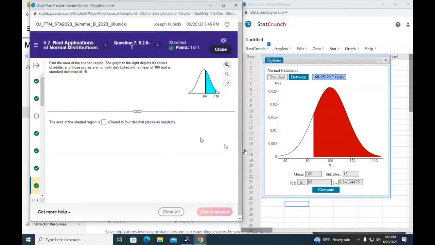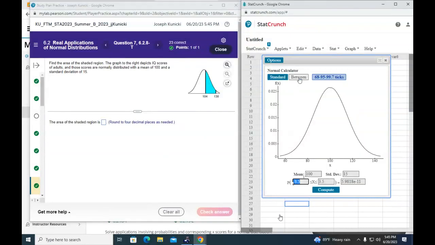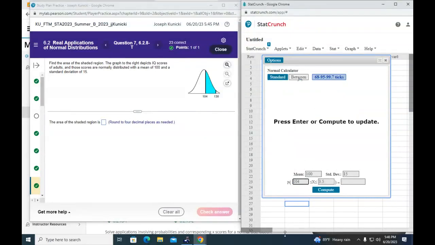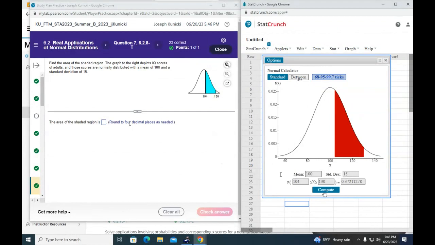So between two numbers. So it's still 115. So I'm still queued up for that. I just leave this calculator open. It doesn't have to change. But now I'm between, so I do between. On the lower end, I put 104. On the upper end, 130. And the probability is 0.3721.